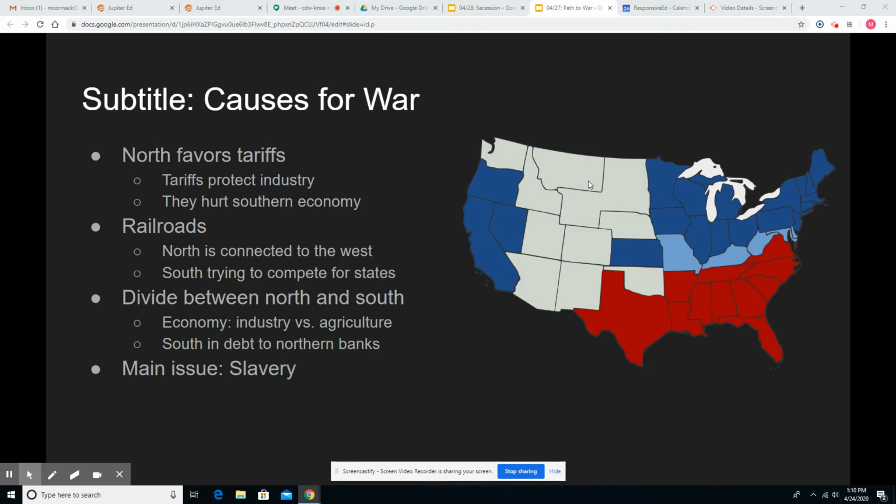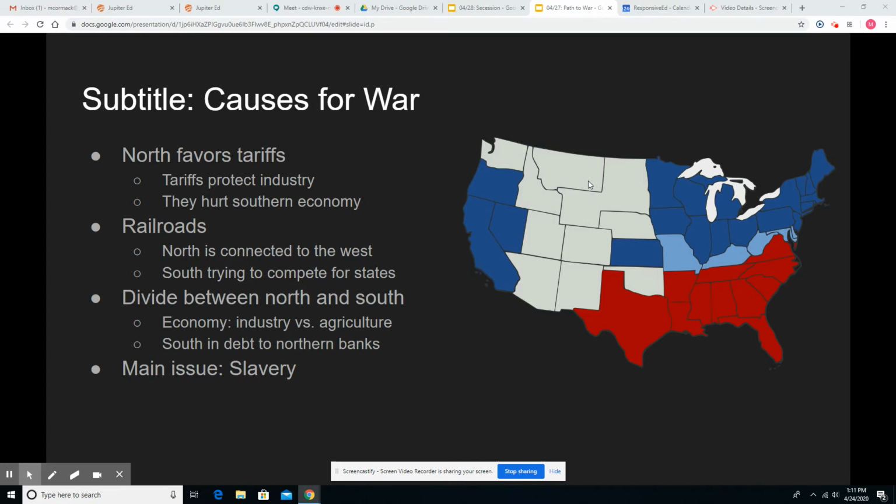Now, first, we have the North favoring tariffs. This is an issue of economy between the North and South. Indeed, most of these issues have to deal with the economy of the North and the South. If we remember from before, tariffs are taxes on imports, meaning taxes on goods that are brought into the country. Most commonly, these were protective tariffs, which were used to protect the industry of the North.